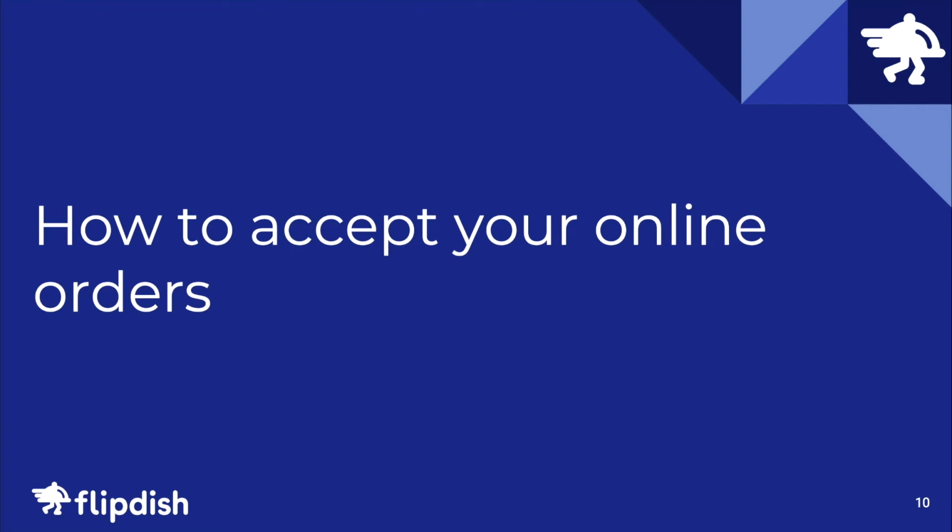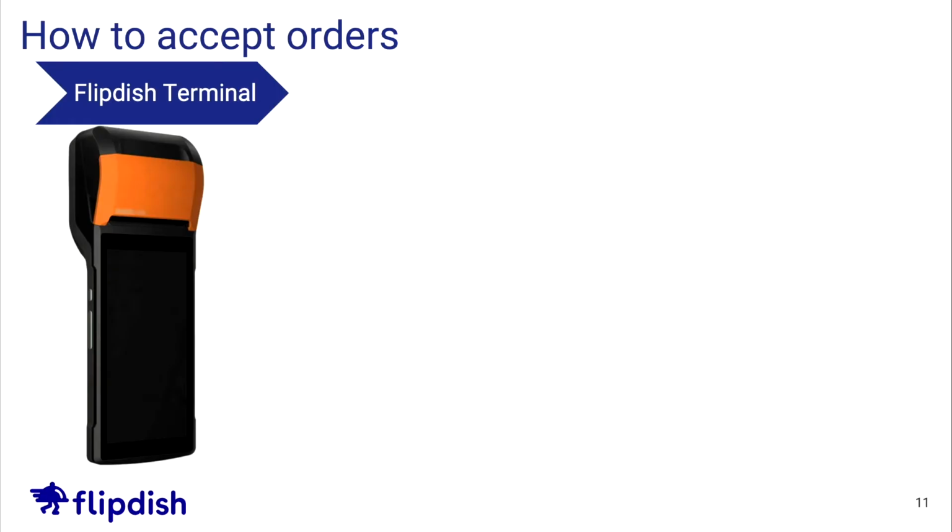Now let's look at different ways you can accept your online orders in store. On the left-hand side, you can see the Flipdish terminal. This is a machine you can have in store and you can use to accept and print your orders. I normally describe it like an Android-style credit card machine.